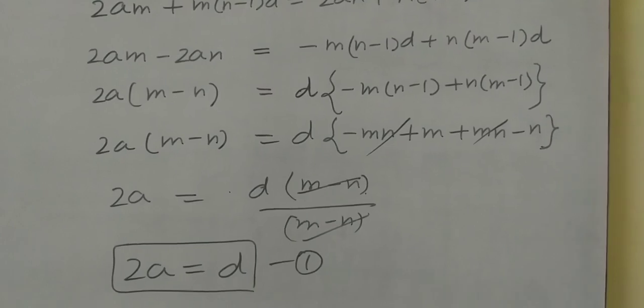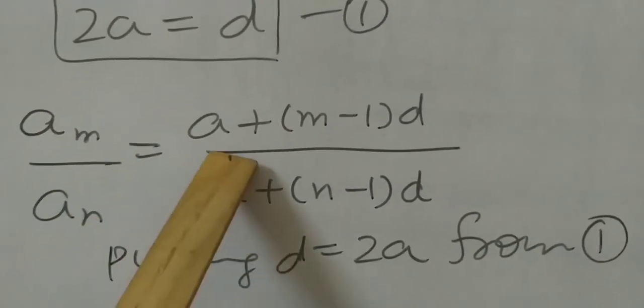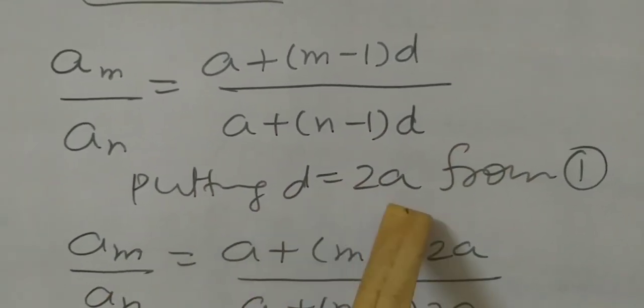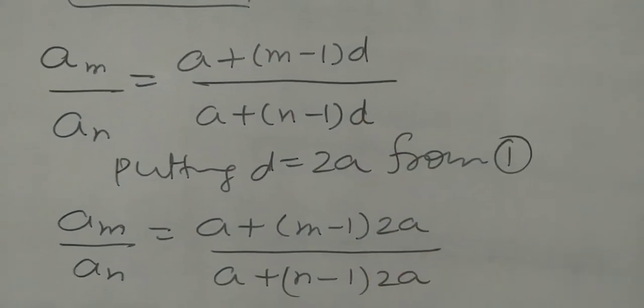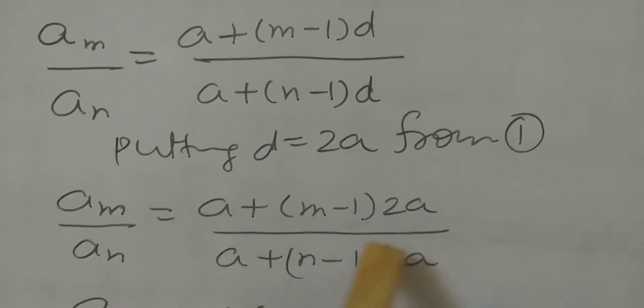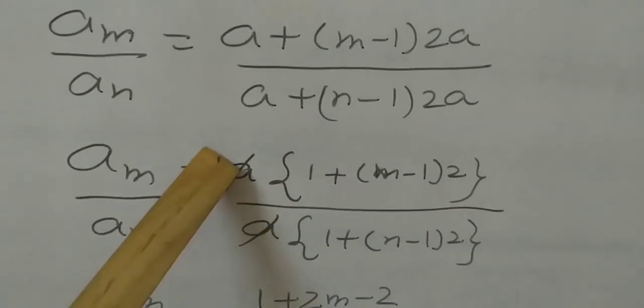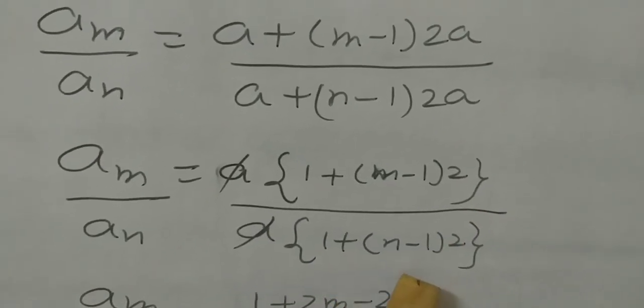Correct. Now students, we have to find out the ratio of its mth term to the nth term, and we have to prove this. So am upon an we have to prove, student. Am formula: a plus (m minus 1)d. An formula: a plus (n minus 1)d. Putting d equals 2a from equation 1, student. So in the place of d we are going to put 2a. A plus (m minus 1)2a, a plus (n minus 1)2a. Am upon an, a will be cancelled, student. 1 plus (m minus 1)2, 1 plus (n minus 1) into 2.